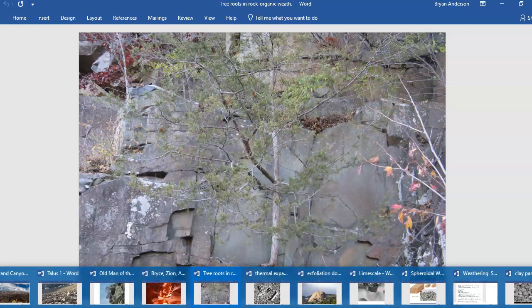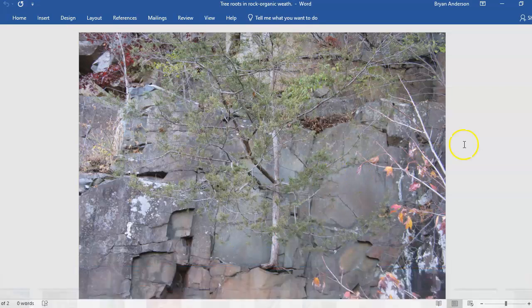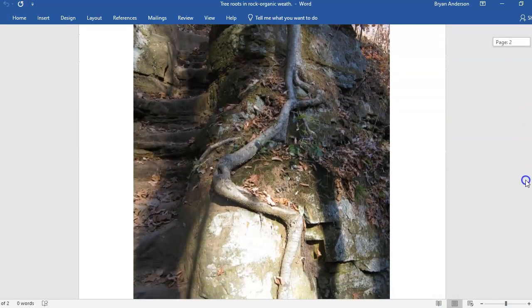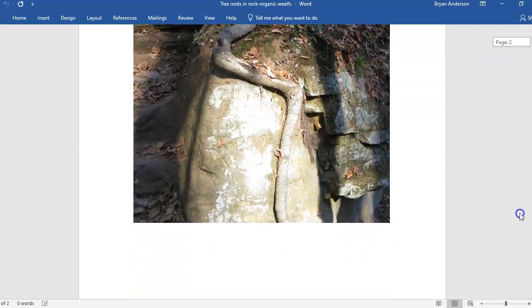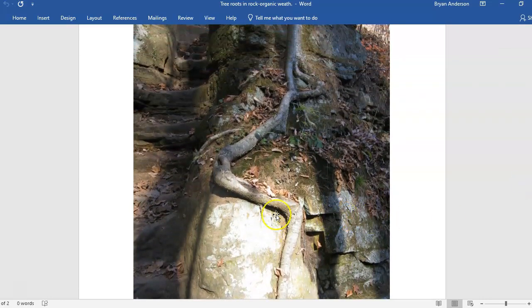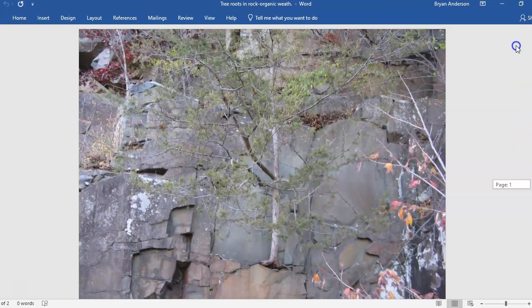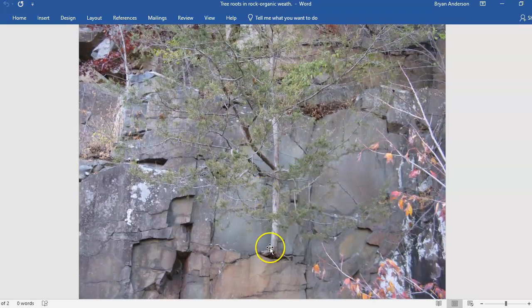And then a little farther along the trail, I'll show you another example of this as well. Here's another one of a tree root that's just clinging to the rock. And as it's doing that, it's really prying the rock apart a bit and weathering the rock. Now, it might be chemically weathering, but it's also physically weathering the rock as its roots penetrate cracks and pry them apart.